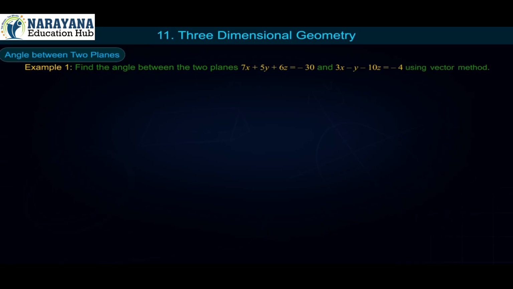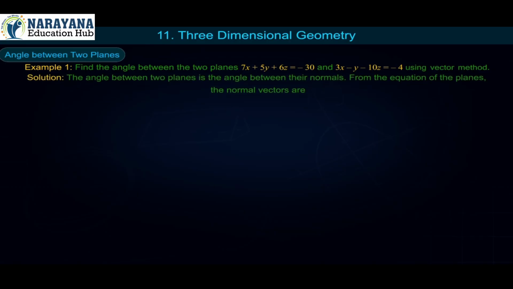Example 1. Find the angle between the two planes 7x + 5y + 6z = -30 and 3x - y - 10z = -4 using vector method. Solution. The angle between two planes is the angle between their normals. From the equation of the planes, the normal vectors are vector n1 = 7i cap + 5j cap + 6k cap and vector n2 = 3i cap - j cap - 10k cap.